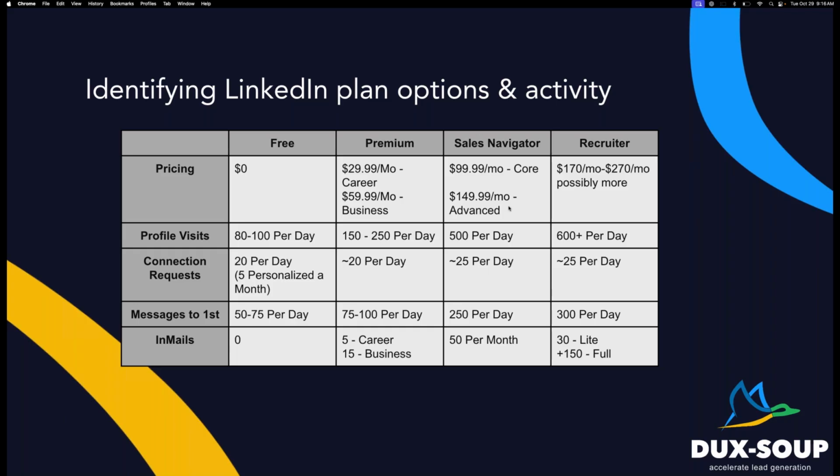And with those, you can visit about 600 plus profiles per day. However, you can still connect with, on average, 25 connections per day. You can send out about 300 messages per day, and then you get on average about 30 InMails per month for light and 150 plus for full. Now, why do I say plus? Well, when it comes to InMails, you cannot purchase InMails in Sales Navigator, but you can in Recruiter, depending on which plan you're on. And so in some of the recruiter ones, you can purchase extra InMails.